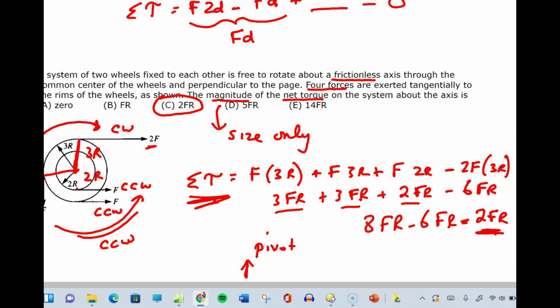So remember, counterclockwise is positive. We call them positive torques. These first 3 were counterclockwise, and there was a single clockwise or negative torque. And then you just add up all your torques: 3FR, 3FR, 2FR, that's 8FR. One negative torque going in the clockwise direction. Whoops, my bad, 3R is the moment arm and 2F is the force.